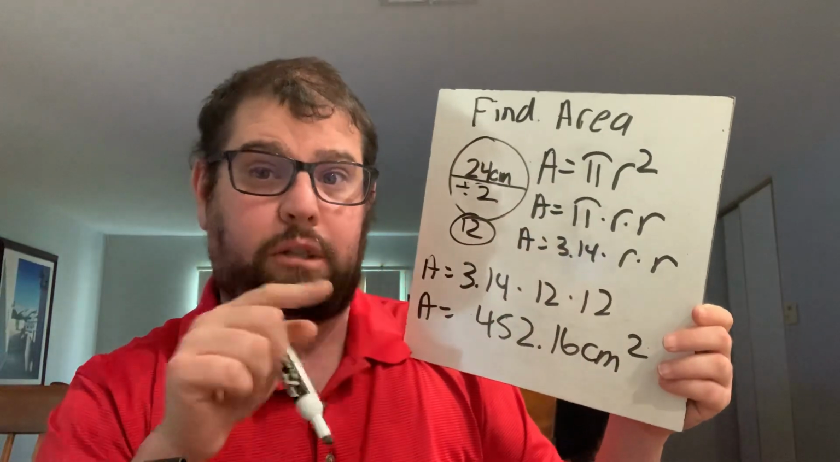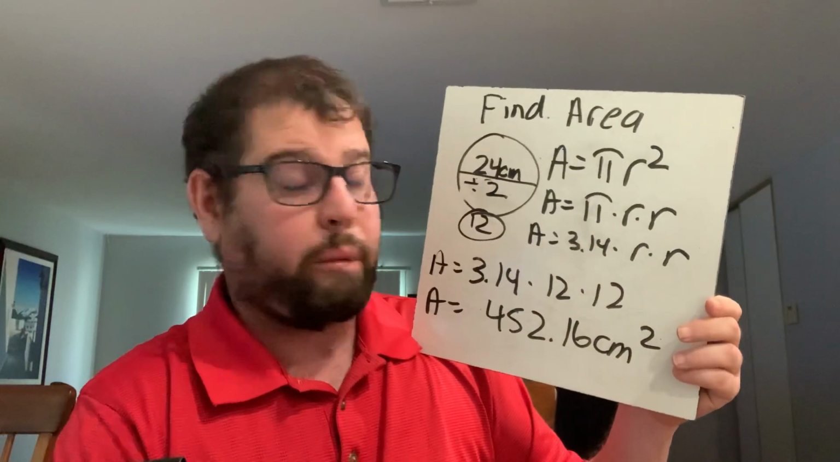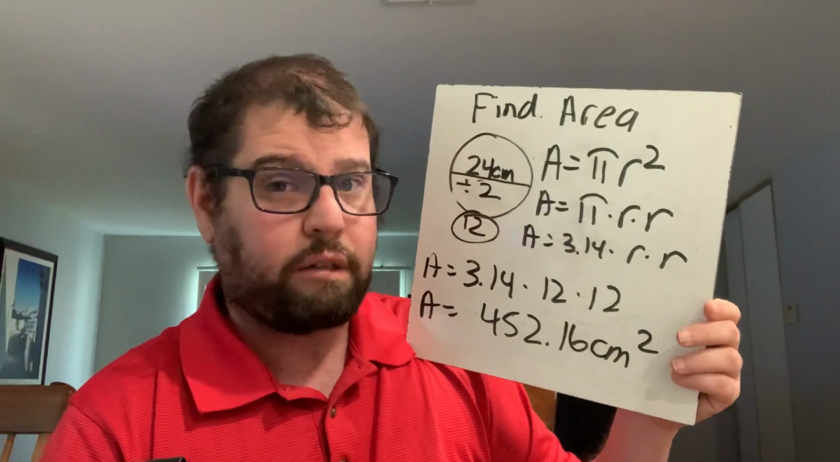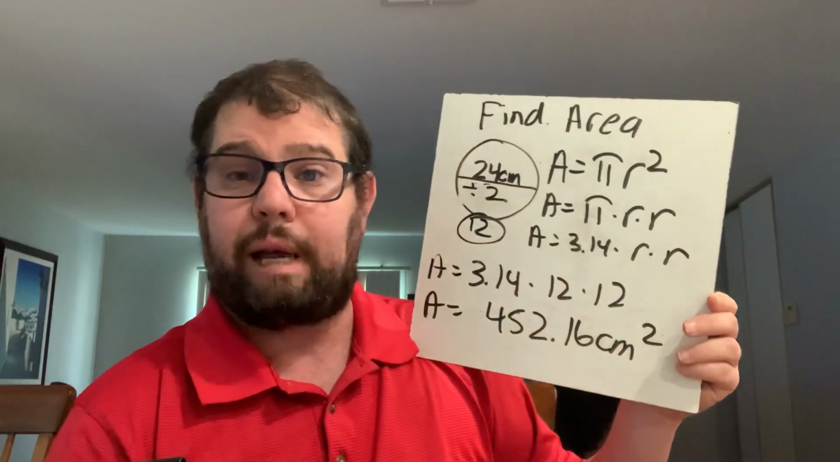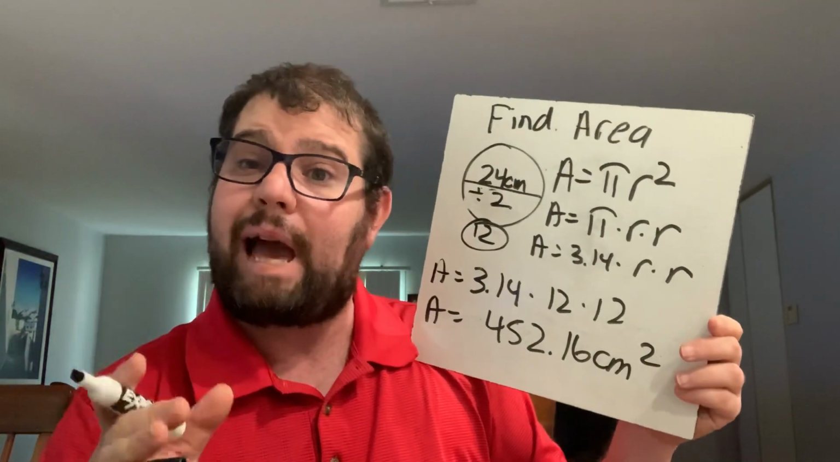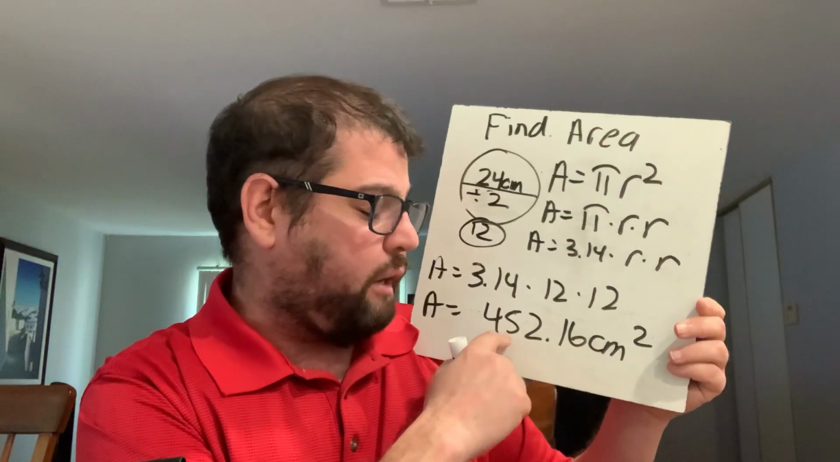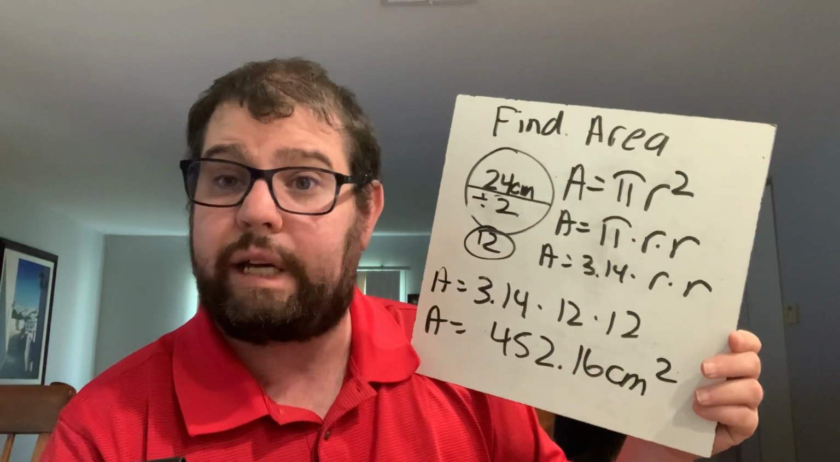So r squared means r times r, which means we know pi is 3.14. So we have 3.14 times r, leaving us with 3.14 times 12 times 12. Remember, I have to have the radius. I divide it by 2. Area equals 452.16 centimeters squared.